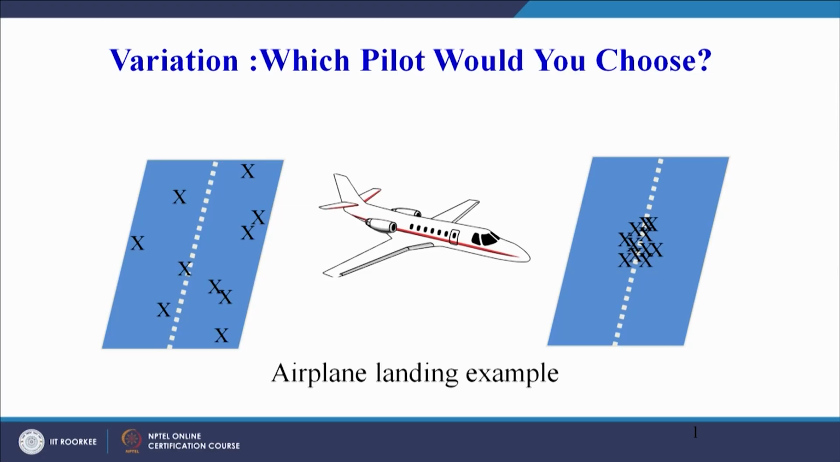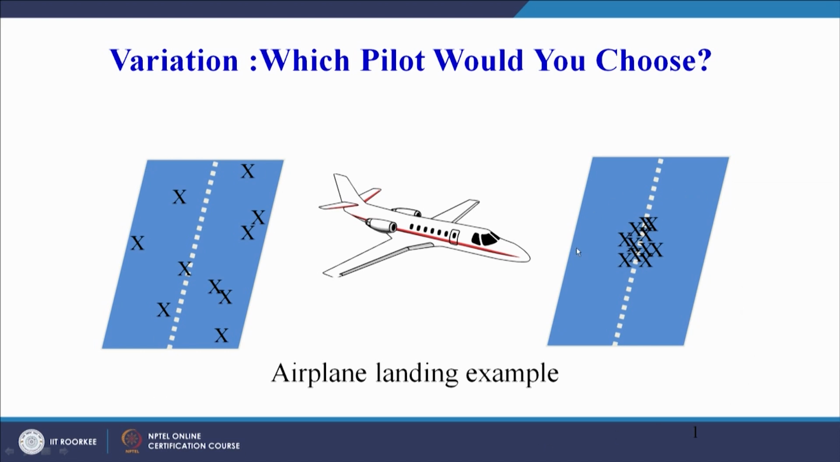Here is an example, the airplane landing example. You can see an airplane is landing. Here there is a lot of variability on the runway. The pilot is landing haywire. This is maybe the central line on which the plane must land, the target value for the plane to land on the runway. But you can see where the plane is landing. You can see the variability in the landing process here.